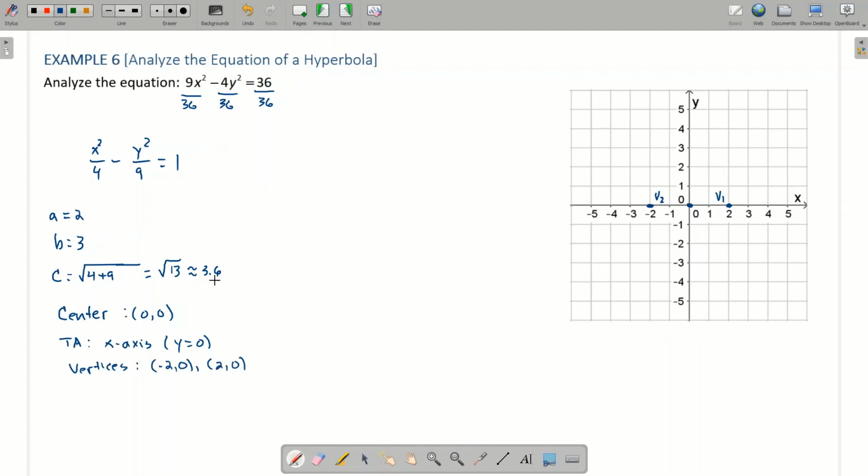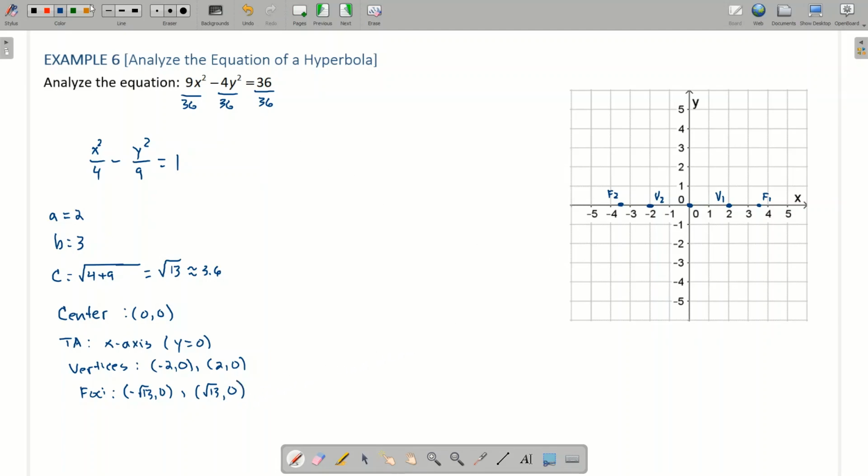And the c value tells us where the foci are. So we need to go over 3.6 and back 3.6. Call this one f1, call that f2. So foci are, we'll use the exact value here, so negative radical 13, 0, and square root of 13, 0.